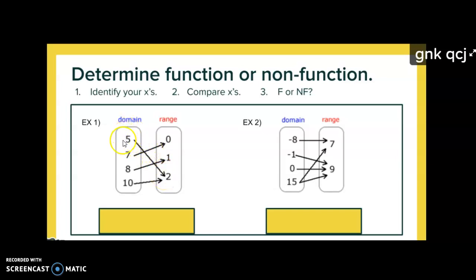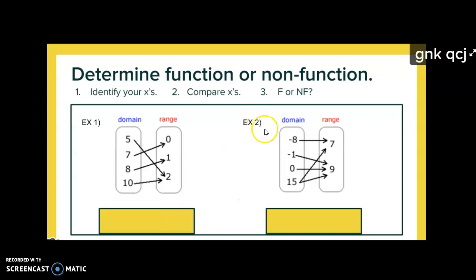In this case, 5 is only going to 2, 7 is only going to 0, 8 is only going to 1, and 10 is only going to 2. So that means none of my X's are repeating, and yes, example 1 is a function.